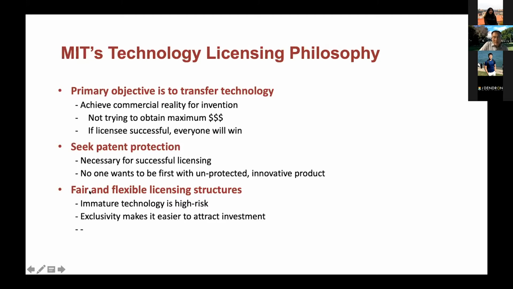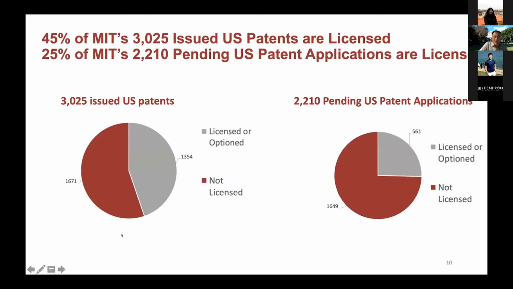And also, we want to go after a fair and flexible licensing structure. This is the preferred practice for a technology licensing office or technology transfer office like Hong Kong University. Immature technology is a high risk, and we should always bear this in mind. And also, exclusivity makes it easier to attract investment. This is a pretty common situation for technology transfer offices.